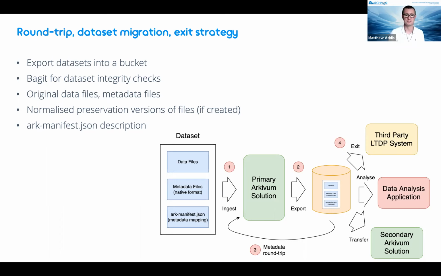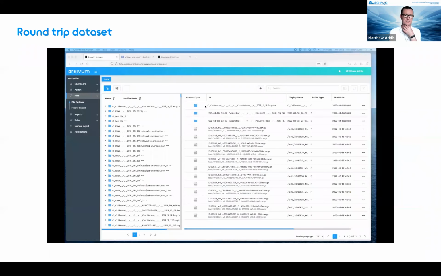So that means you could ingest data into an ARKIVUM solution and then at a later date export it all again if you wanted to. Maybe that's because you want to move to a different long-term digital preservation system. Maybe it's because you need all that information to do further data analysis. And it's even possible to transfer that content into a different ARKIVUM solution. So what I wanted to do is demonstrate this idea of data set round tripping by moving data between two ARKIVUM solutions, just to prove that it is actually possible to get everything out of an ARKIVUM solution that was originally put in.